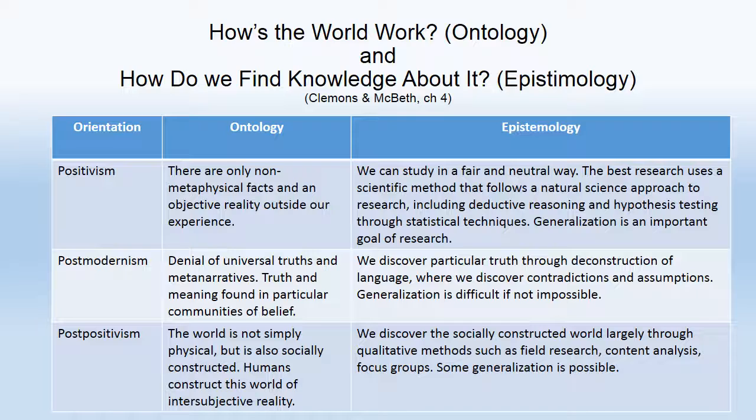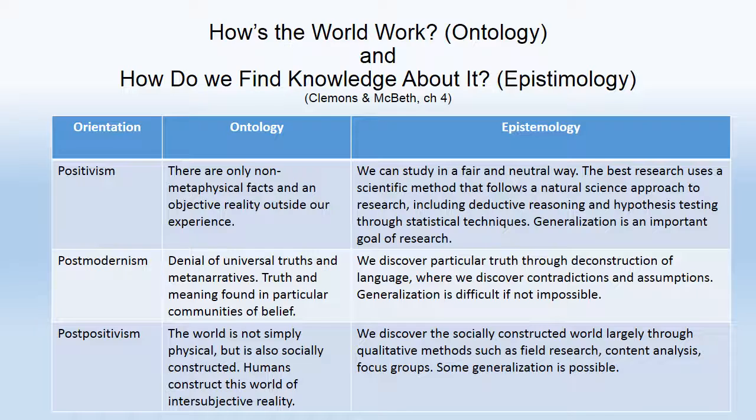So what is postmodernism, which gets talked about all the time? Well, postmodernism really is this idea that there aren't universal truths, that truth and meaning are found in particular communities of belief, right? And so how do we discover those? We discover those through language. So postmodernists are very big into the deconstruction of language. And so when we deconstruct the codes and the symbols that we all use in our languages, we discover contradictions and assumptions. And generalization is difficult, if not impossible.